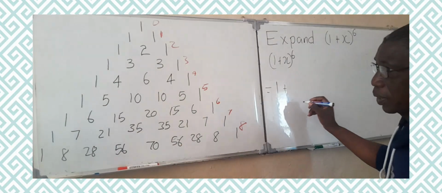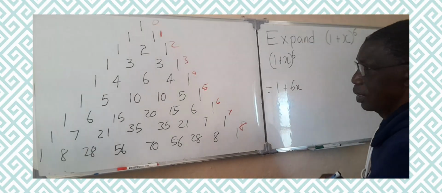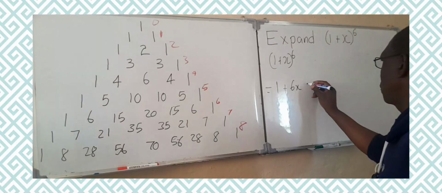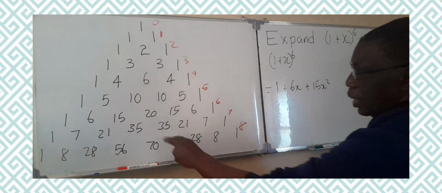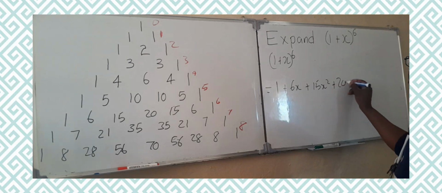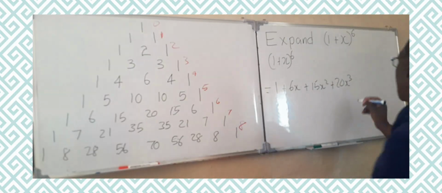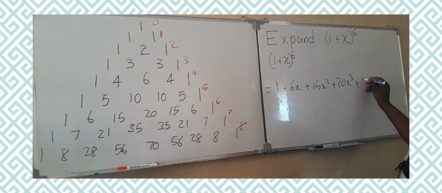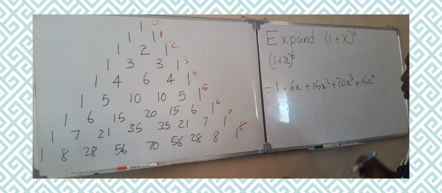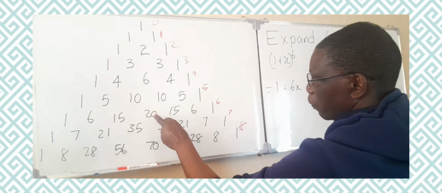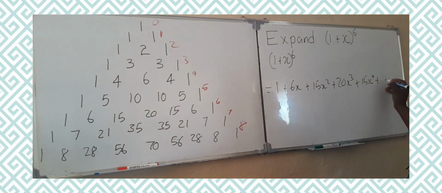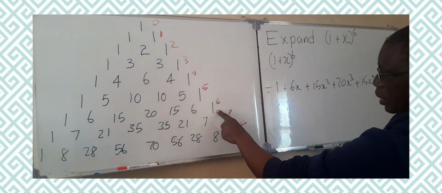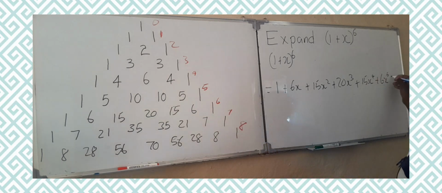Then the coefficient in our second term is here, which is 6x. The third one is coefficient 15, so we have 15x squared. The fourth term is plus 20x to the power 3. The fifth one has 15 as its coefficient with x raised to the power 4. The sixth term has 6 as the coefficient and x raised to the power 5. And the seventh term has coefficient 1, so that just gives us x to the power 6.